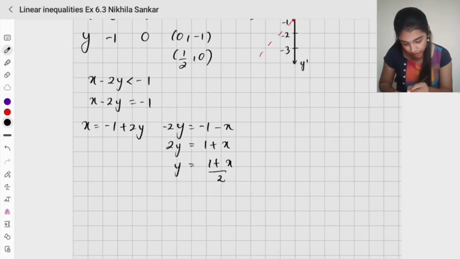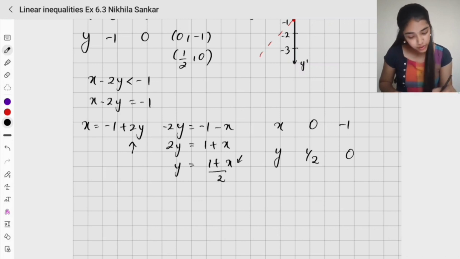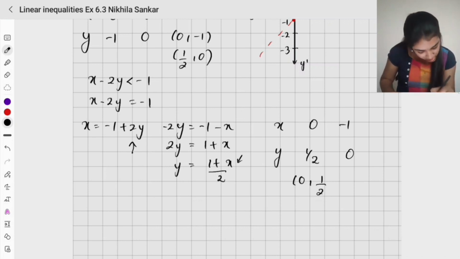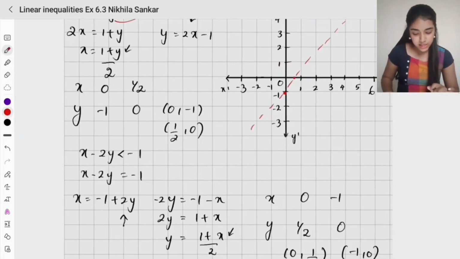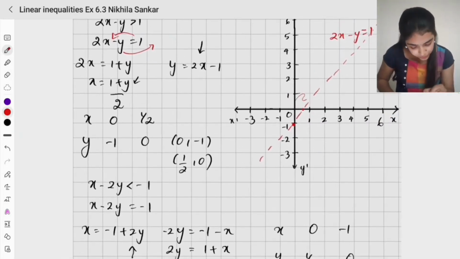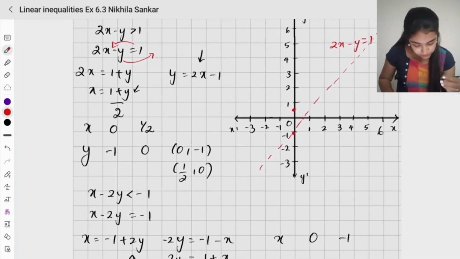இப்போ x y க்கு வேல்யூ போடலாமா? So I have x, y. When x ஓட வேல்யூ 0, y is going to be half. y ஓட வேல்யூ 0 இருந்ததுன்னா x is going to be minus 1. So what are the solutions? 0, half and minus 1, 0. So இதோட graph எப்படி இருக்க போகுது? 0, half is going to be here. So this point is half. Where is minus 1, 0? So this is minus 1, 0. So இதோட graph, it is going to look like this.